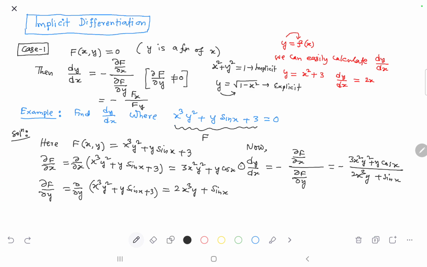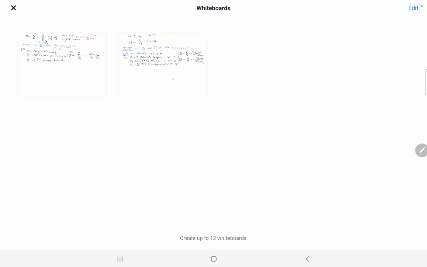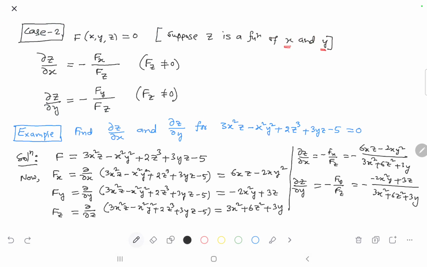Now in case 2, suppose g is a function of x, y, but it is not explicitly given as a function of x, y. There is some relation between x, y and g, and you want to calculate del g/del x and del g/del y. So how do you calculate? You have these formulas. Using this, you can calculate del z/del x equal to minus f_x divided by f_z, and del z/del y equal to minus f_y divided by f_z.